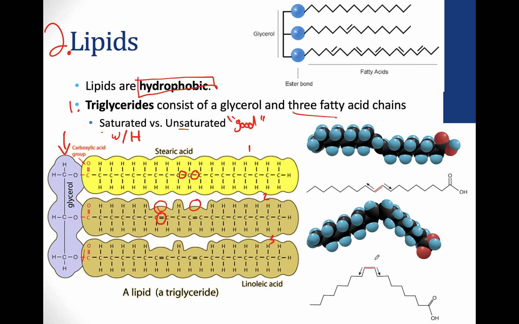What happens is that double bond gives the fat this kind of V shape, and they don't stack together very well, and so they don't become very dense. So these unsaturated fats tend to be liquid at room temperature, like an oil, and these saturated fats tend to be solid at room temperature.